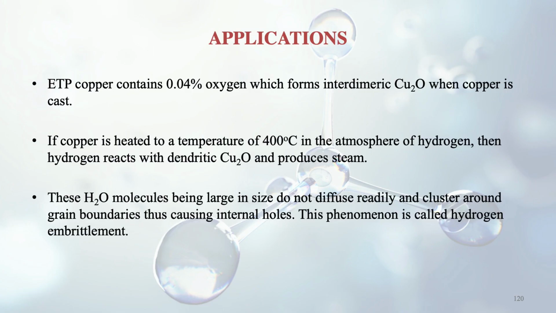So this can happen at a temperature of 400 degrees centigrade, and then further, hydrogen is there and oxygen is there. So water molecules will be formed, and these, being large in size, do not diffuse readily and cluster around the grain boundaries. Thus they will cause internal holes. So these water molecules will cause internal holes in the copper, and this phenomenon is known as hydrogen embrittlement. So it is not good and we need a solution for that.